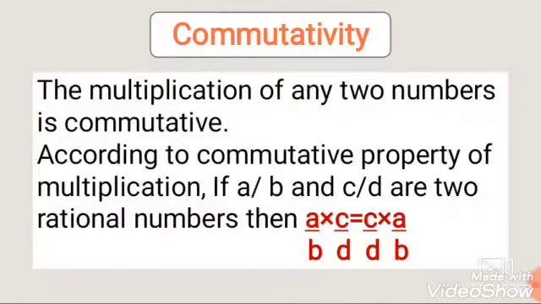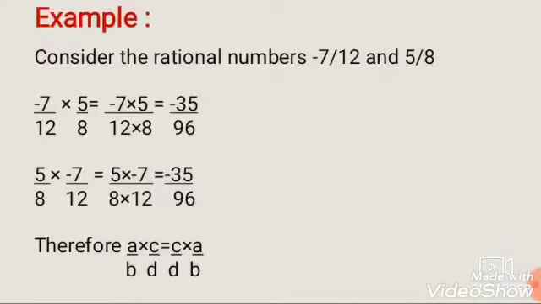Let me move to the next property, commutativity. The multiplication of any two rational numbers is commutative according to the commutative property of multiplication. If a by b and c by d are two rational numbers, then a by b into c by d is equal to c by d into a by b. Let me prove this condition with an example. Consider the rational numbers as minus 7 by 12 and 5 by 8.